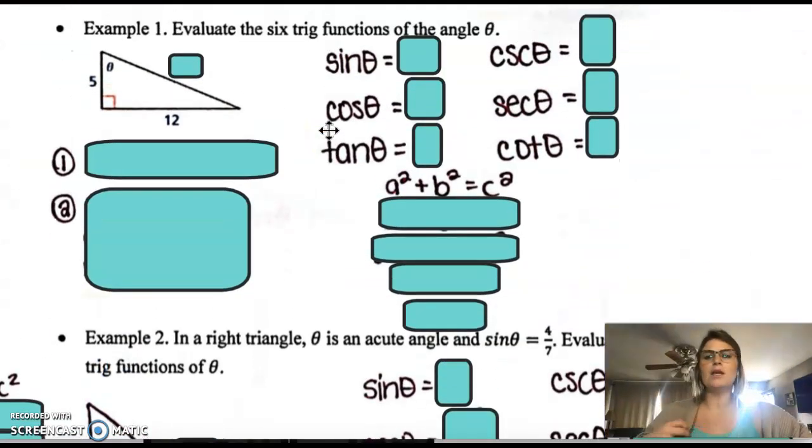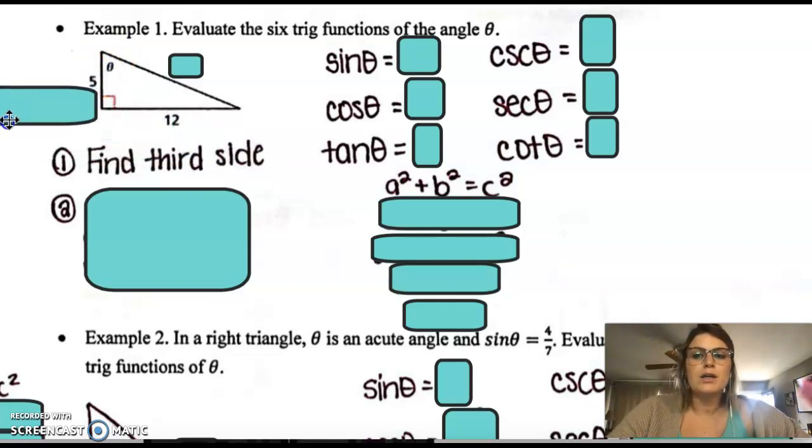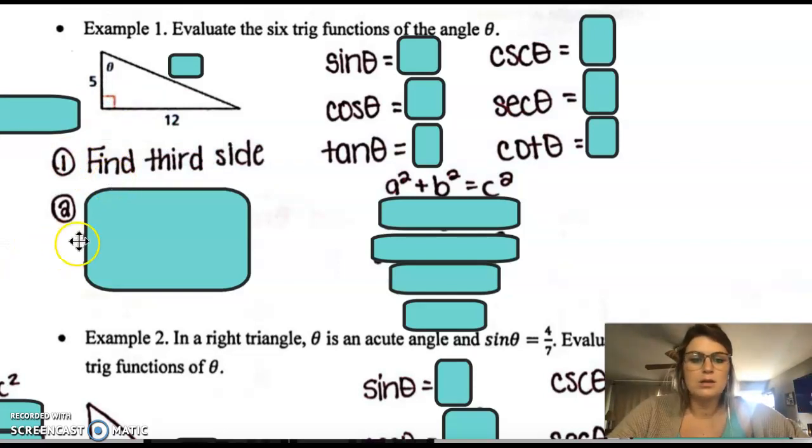Okay. Example 1: evaluate the trig functions of the angle theta. Here's what they give you: a triangle with theta in the top corner, with sides 5 and 12. Step 1 is to find the third side. To do that, we're going to have to use the Pythagorean theorem. Remember, it's a squared plus b squared equals c squared. A and B are the legs of the triangle, and C is always the hypotenuse. So A and B are interchangeable, but C is always the hypotenuse.